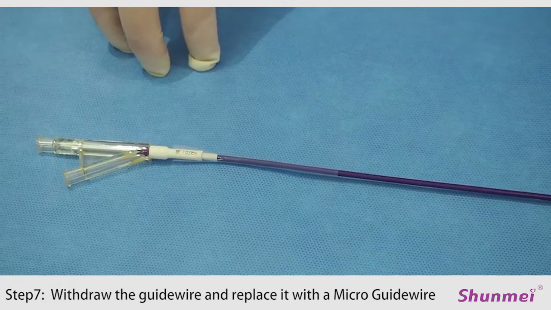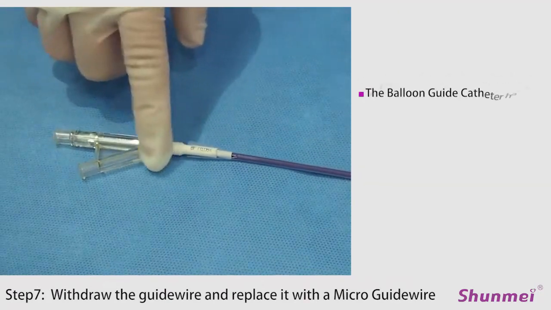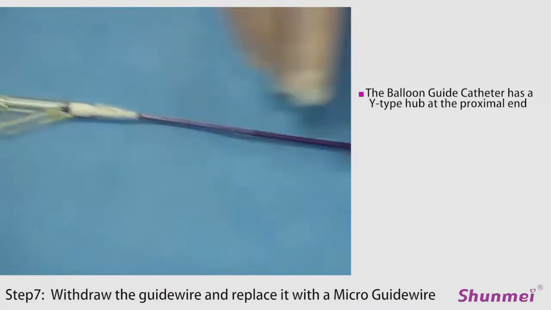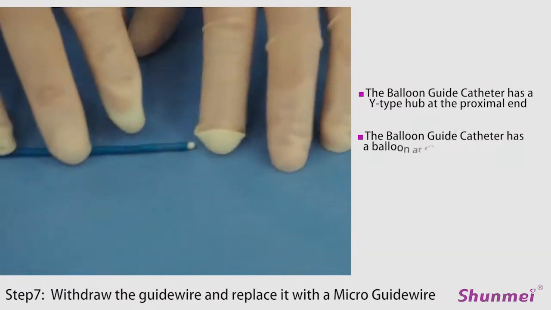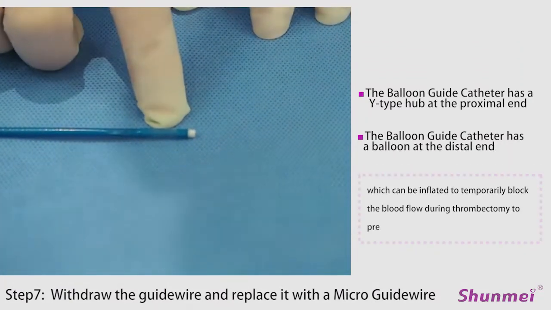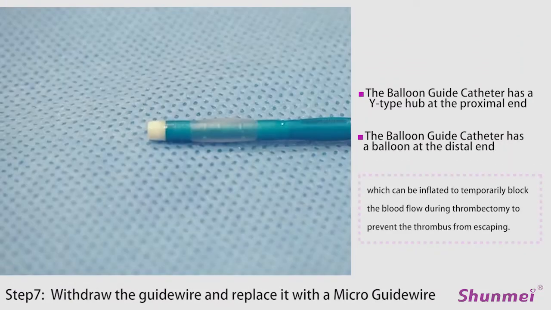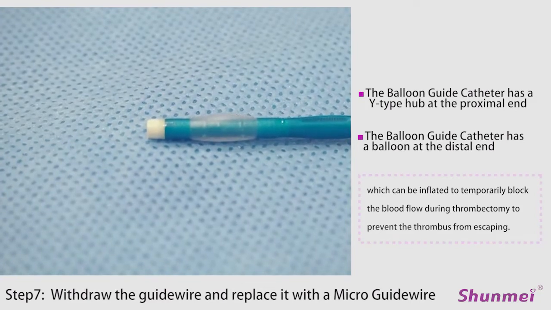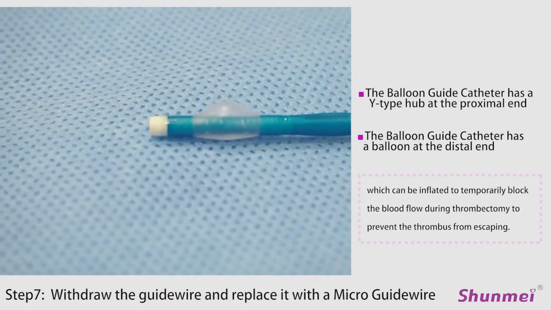The balloon guide catheter has a wide-type hub at the proximal end and a balloon at the distal end, which can be inflated to temporarily block the blood flow during thrombectomy to prevent the thrombus from escaping. The balloon guide catheter is introduced into the same position as the guiding catheter.